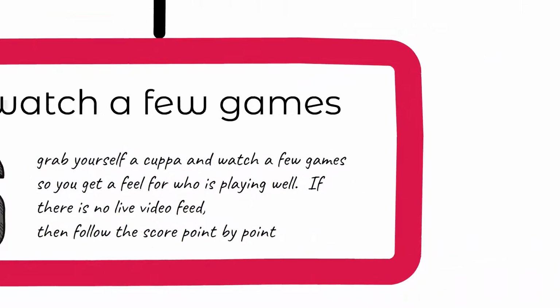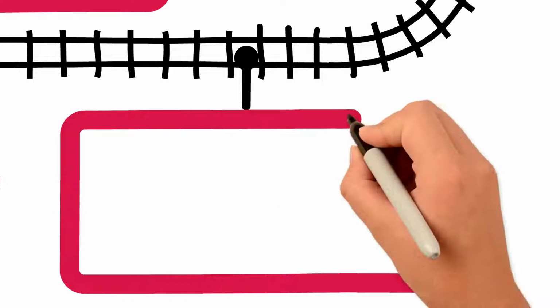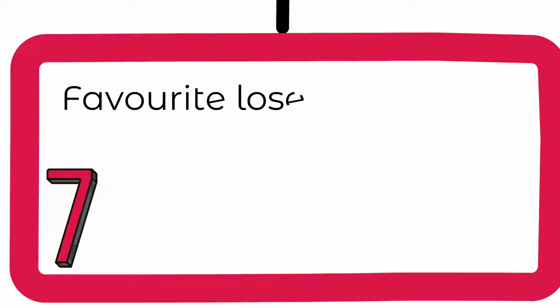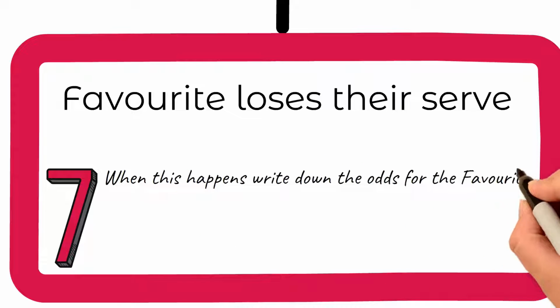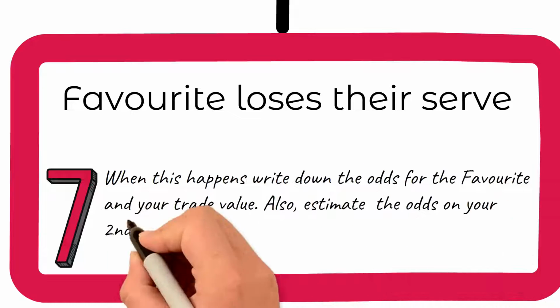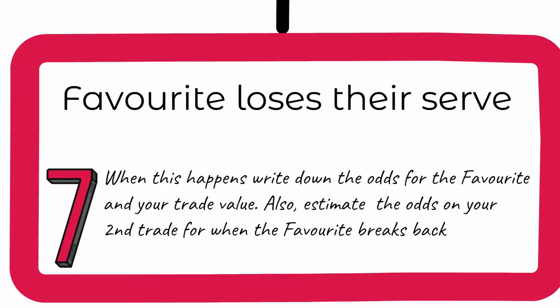And the next step really occurs when the first event happens. So in this scenario, it will be the favourite losing their serve or losing the first set. And when this happens, you write down the odds for the favourite and the trade value that you would have used. And also write down the estimate of the odds on your second trade. So this is when the favourite breaks back. Typically that means it will go back to their starting odds.